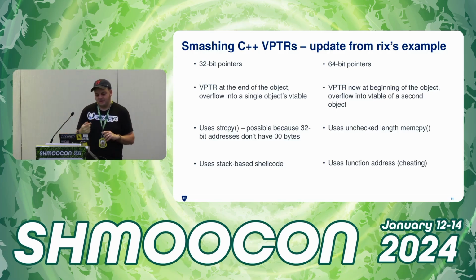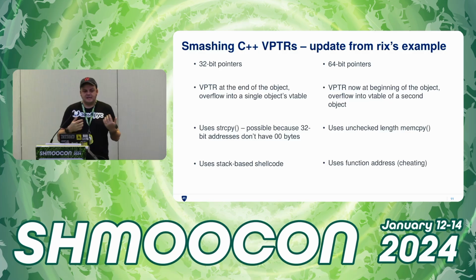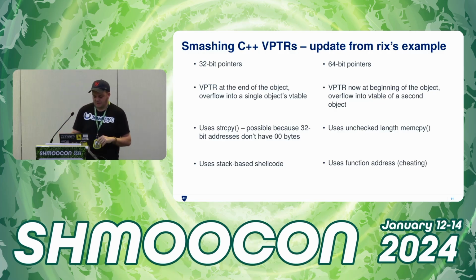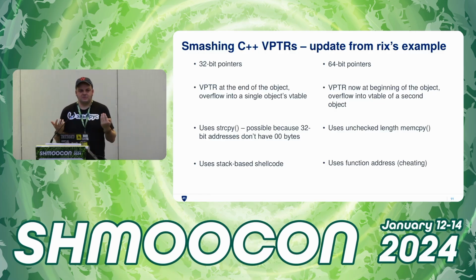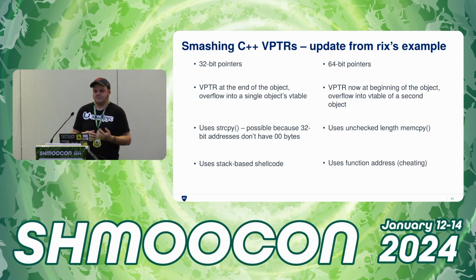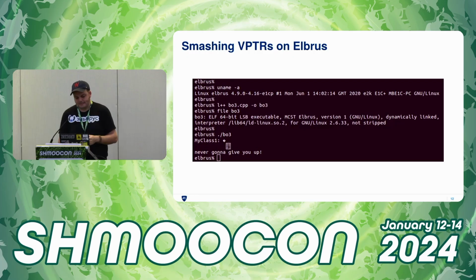So I had to change the vulnerable function. He used stack-based shellcode, and I cheated a little bit and just used a function address to make it interesting. In real-life exploitation, you would have to leak that function address somehow, or leak the stack pointer, to be able to make it work.